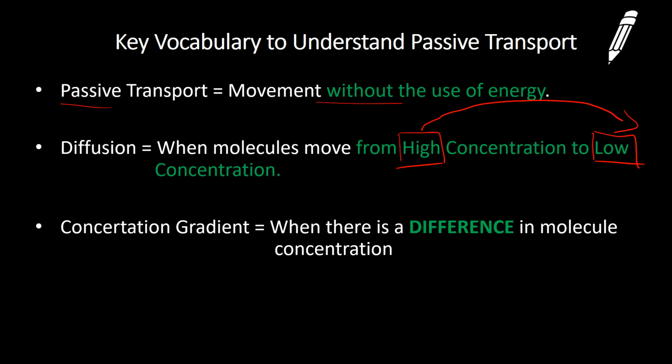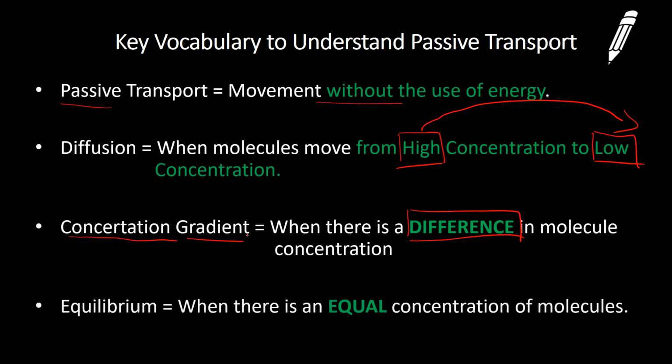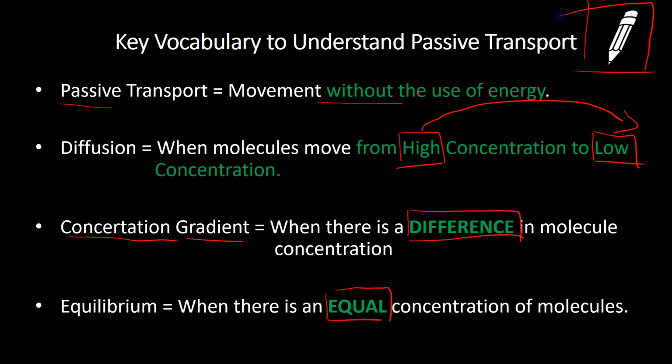Next, we have the word concentration gradient. A concentration gradient is when there's a difference in molecule concentration. The exact opposite of concentration gradient is equilibrium. Equilibrium means there's an equal amount, or an equal concentration, of molecules. Go ahead and put the video on pause right now and copy these words into your notes. Any slide that has this pencil, put it on pause and make sure this makes it into your notes.